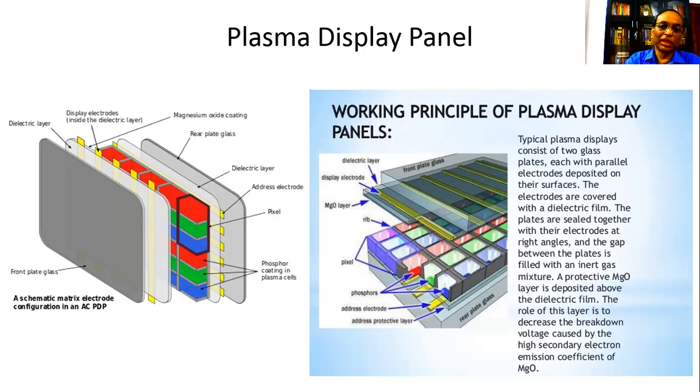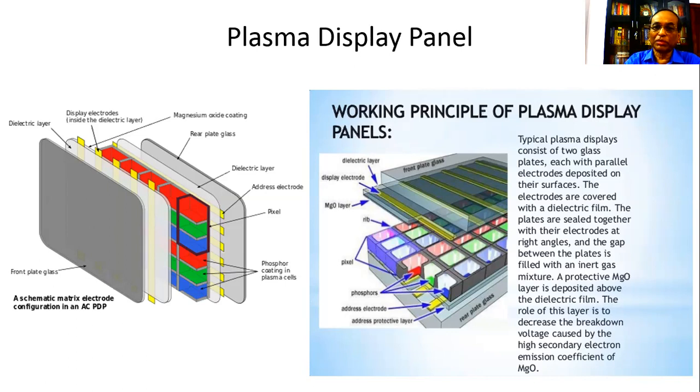Please look at the orientation of these electrodes. A few electrodes are horizontally oriented and a few are vertically oriented. These are the address electrodes. And then on both sides there will be the front plate and the rear plate. These are the glass plates. So this altogether is the construction of the plasma display panel.